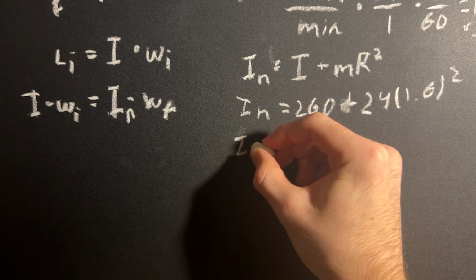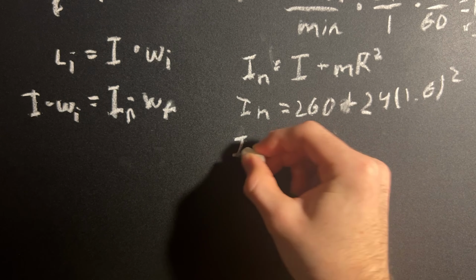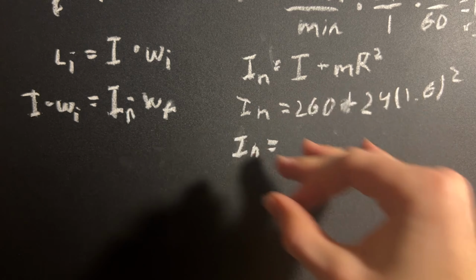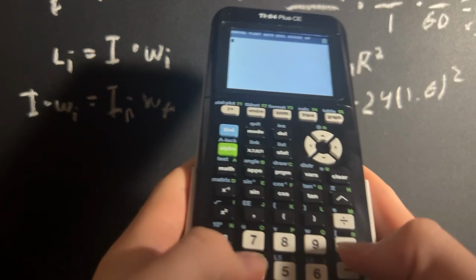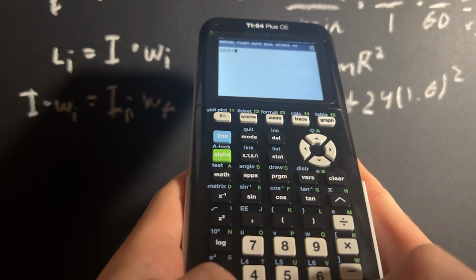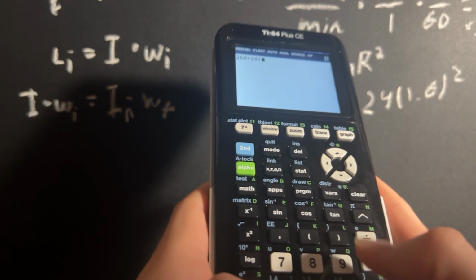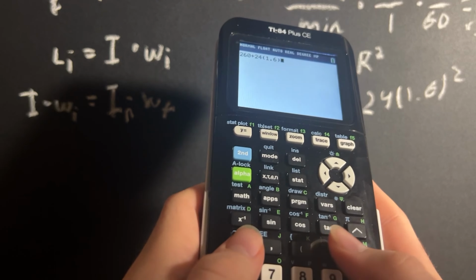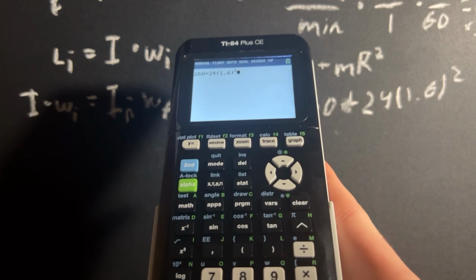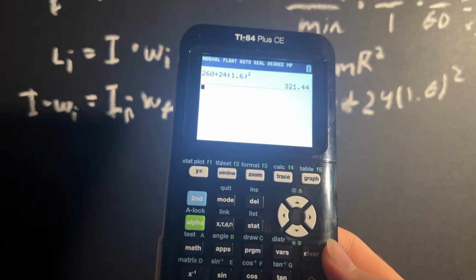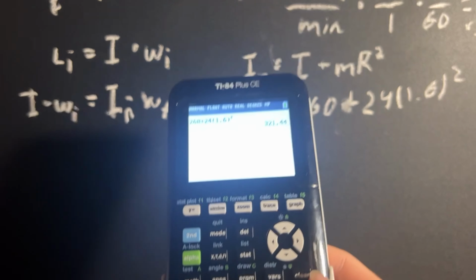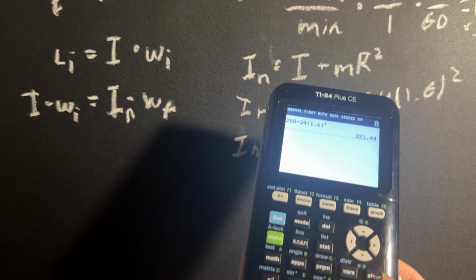Our new I value will be equal to this above. To calculate it, we'll put in 260 plus 24 times 1.6 to the second power. This will give us 321.44.